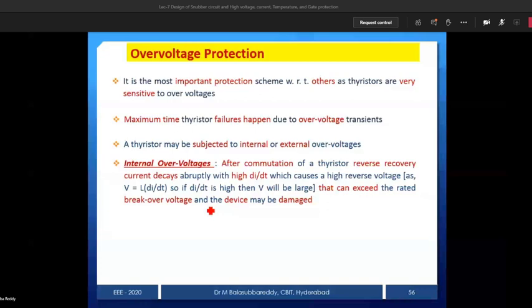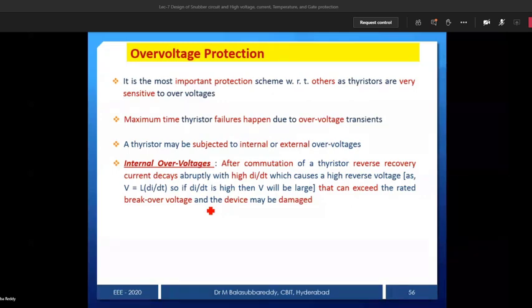In case of internal, after commutation of a thyristor, what will happen? Commutation means turning off the thyristor. We observed yesterday the dynamic characteristics of SCR. After commutation of a thyristor, the reverse recovery current decays abruptly with high di by dt. Now we observed the current waveform yesterday, the dynamic characteristic during the off process. It reaches 0 and then continues to go negative. That is a high di by dt value in the reverse side.